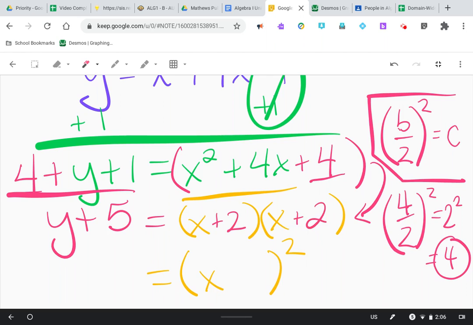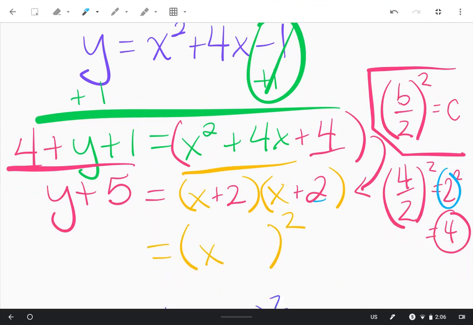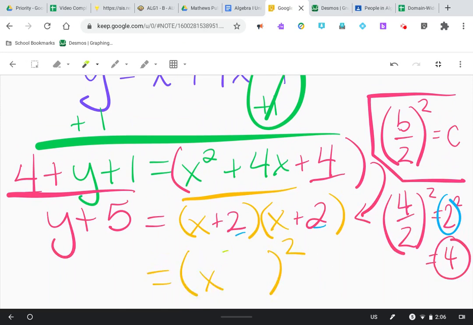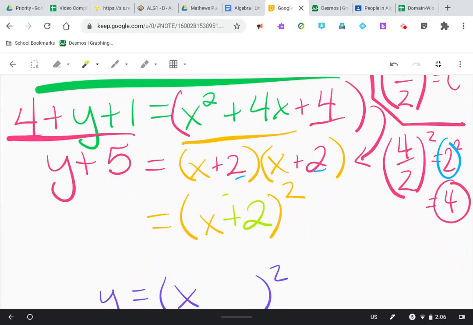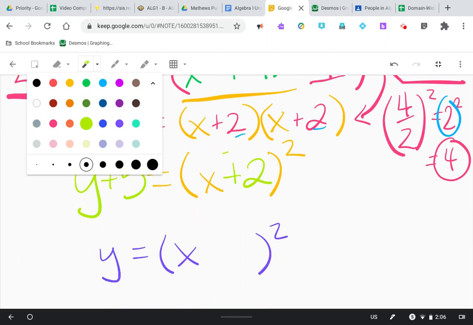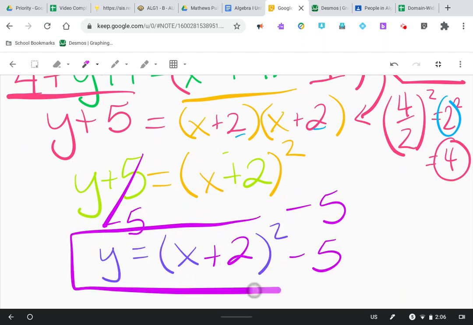And you'll notice the number we got over here is the number that we put here and here when we factor. Next step, rewrite the problem as a perfect square, (x + 2) squared, with y plus 5 on the other side of the equation. We're then going to solve the equation for y. We're going to subtract 5 from both sides. So the final result looks like this. This is now in vertex form.